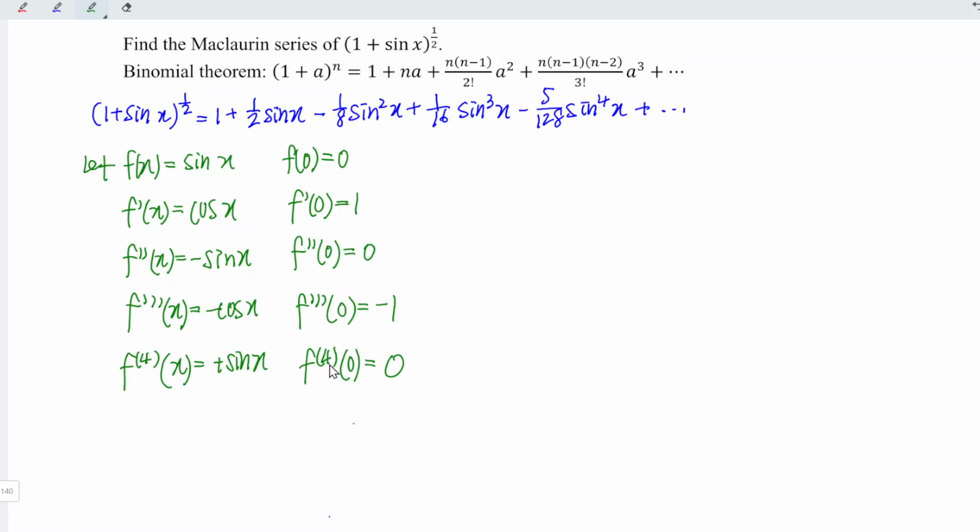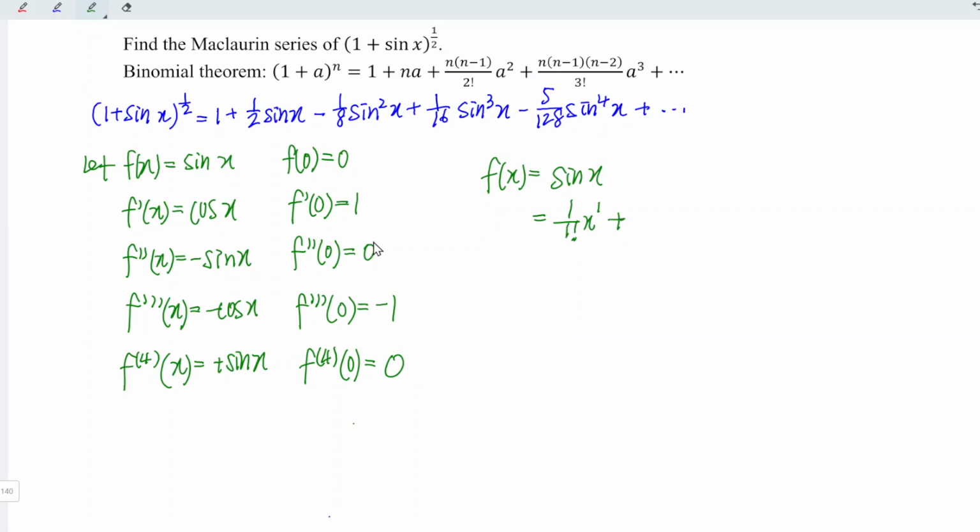Since we already obtained order 4, we can stop here and express the function f(x) as a series. f(x) is sine x. By referring to the values at 0, we can ignore the zero terms. So starting from this value, we have 1, and this is first order, so divided by 1 factorial times x to the power 1.